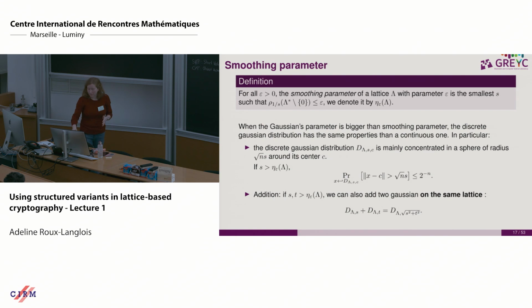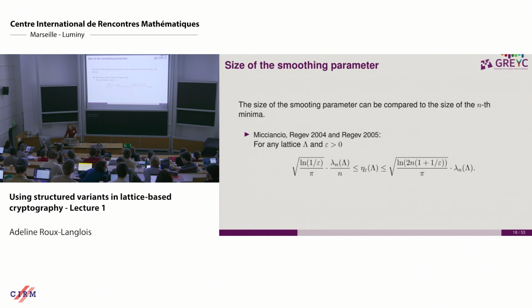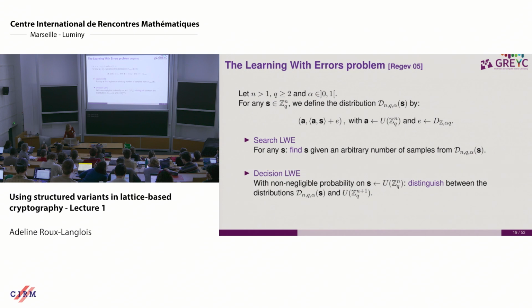And the smoothing parameter is quite easy to evaluate for a lattice. It's linked very closely to the nth minimum. So we know for a lattice what the smoothing parameter is. So we will assume for the rest of the talk that it's fine to sample Gaussians from Z, from lattices, and I will do it quite a lot. Okay.